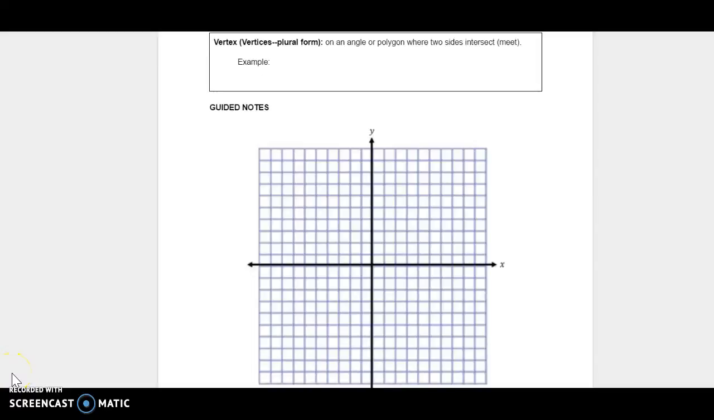Hey everyone, it's Thursday. So today we're going to be working on drawing polygons in the coordinate plane. You should have already reviewed our vocabulary term of the day, which is vertex. Vertices is the plural form of it, and its meaning is on an angle or polygon where two sides intersect or meet.